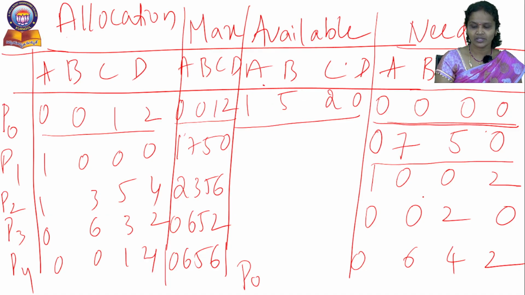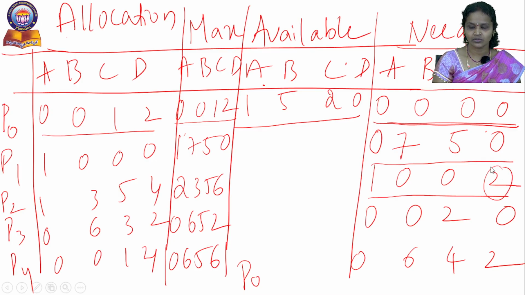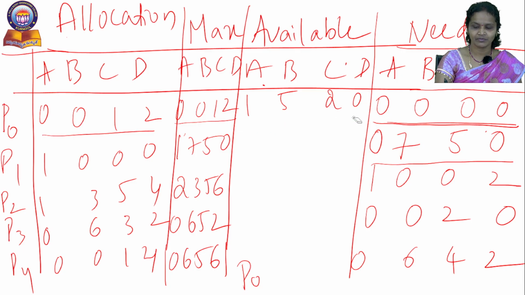Now similarly, we can check the next process. If we check it, we are facing the same problem. If we see the D resource, it actually requires 2 resources, but we have only 0 resources of D. So we cannot take this process. Now similarly, let us see for process P3.